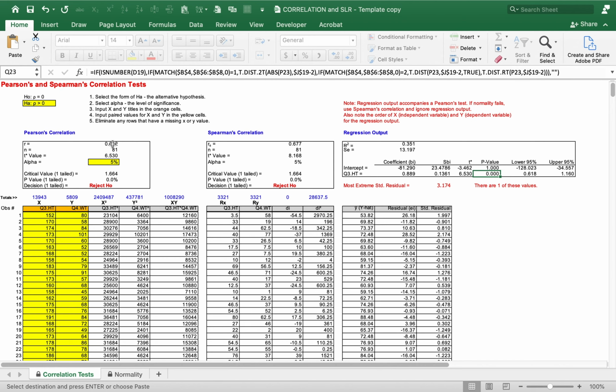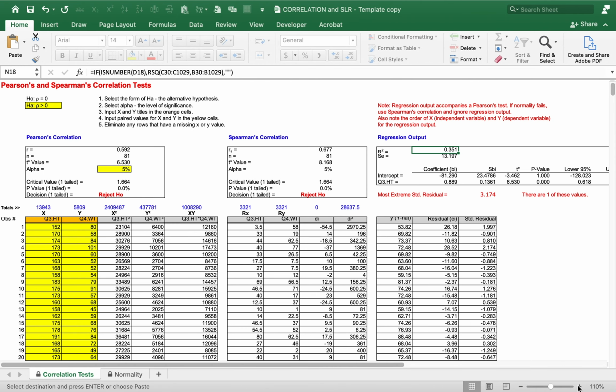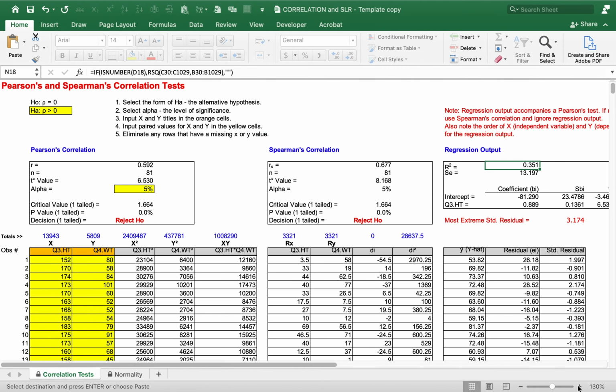The other thing here is that if we take this r and square it, so 0.592 squared, we'll actually get our r squared value there. Just going to make that a little bit bigger so you can see that.